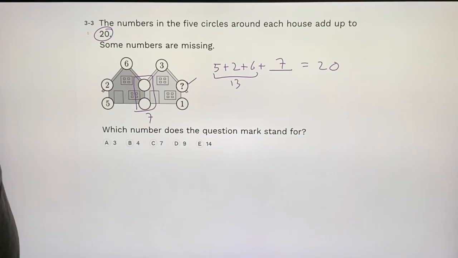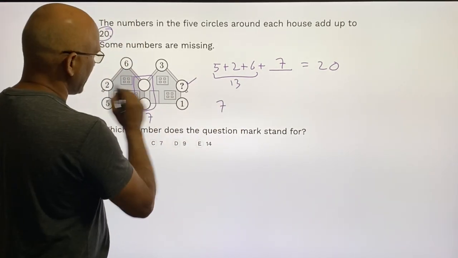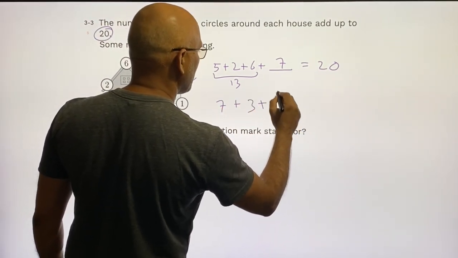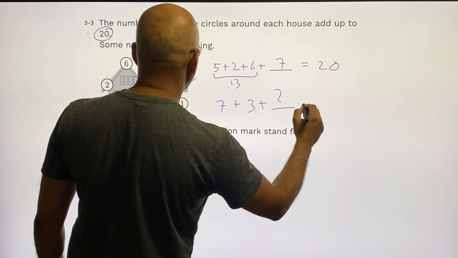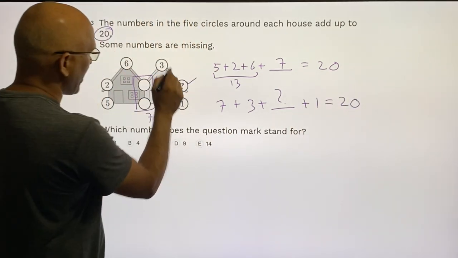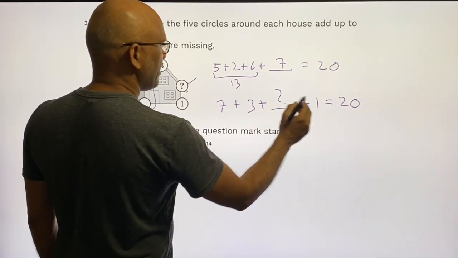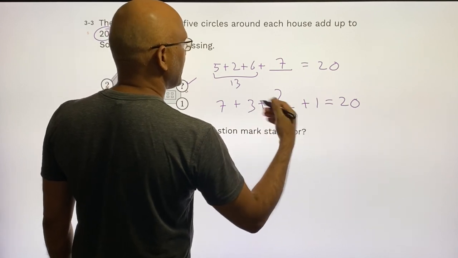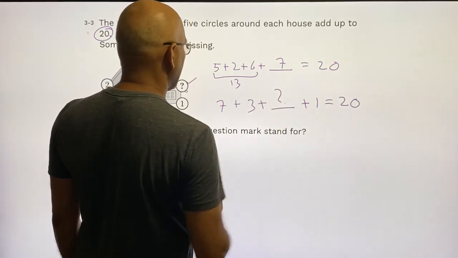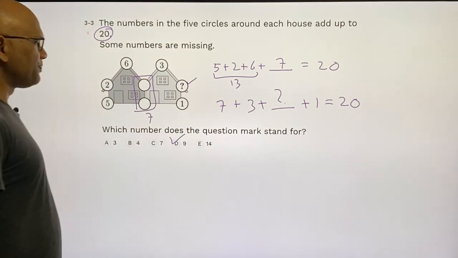All right. Now 7, I start with 7. So these two are taken plus 3 plus the question mark plus 1 has to be 20. This also has to add up to 20. Right, so 7 plus 3 is 10, plus 1 is 11. 11 plus what number is 20? 11 plus 9 is 20. So D is the correct answer.